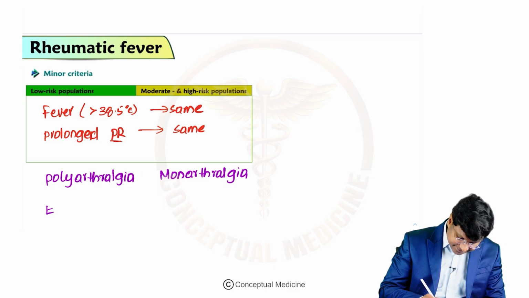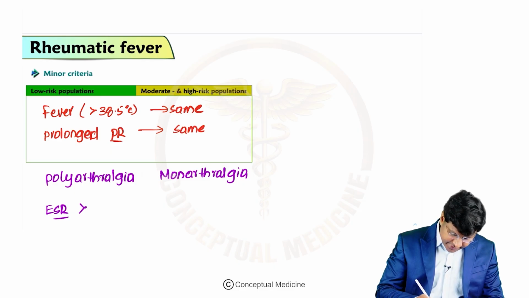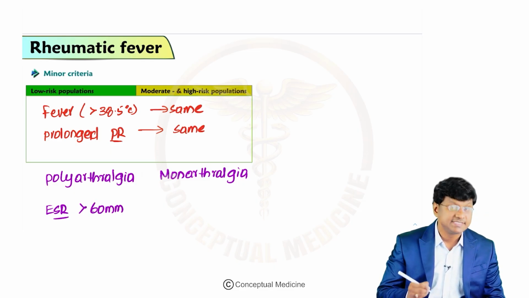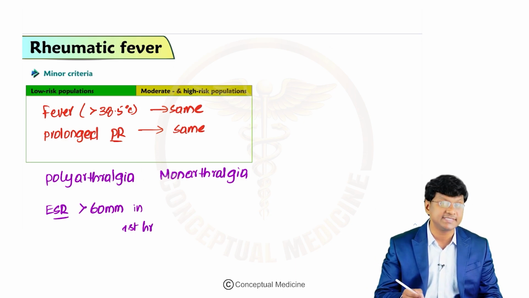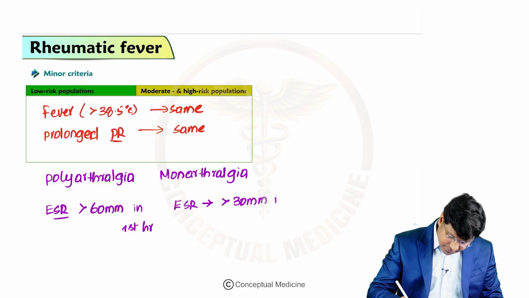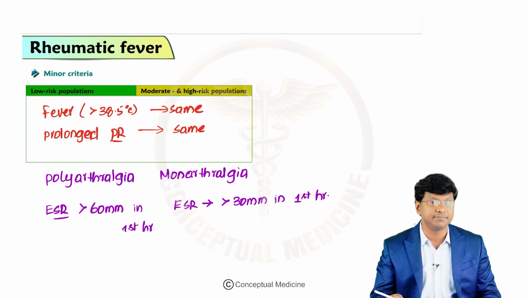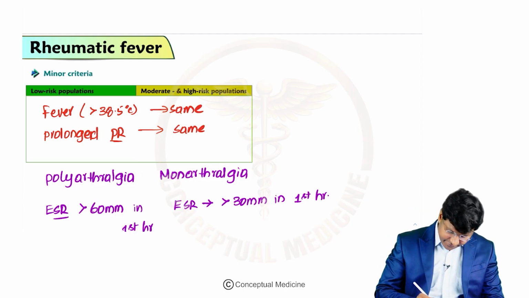Then coming to the ESR, that is a marker of inflammation. ESR should be more than 60 mm in first hour in case of low risk population, whereas in high risk, even if it is more than 30 mm in first hour, we consider it to be the high risk criteria. Then followed by that, the C-reactive protein.